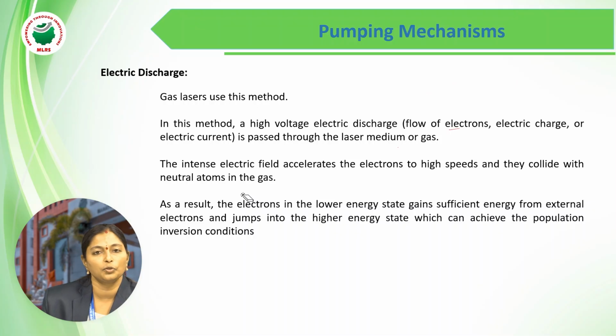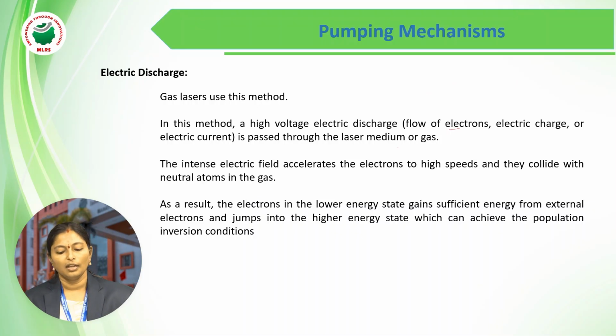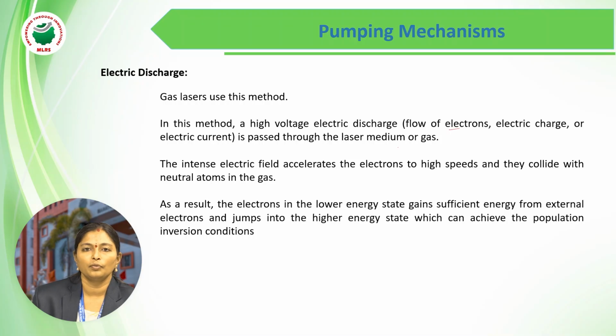Whereas in optical pumping, we use a xenon flash lamp. Here we are using a high voltage electric discharge, that means electric charge or electric current. If you pass this electric current, the electrons in the electric field are accelerated very fast and they collide with the gas atoms. After colliding, the atoms get thermal energy and start to move from the lower energy state to the higher energy state. This is what we call electric discharge. The best example here is the gas laser, helium neon.